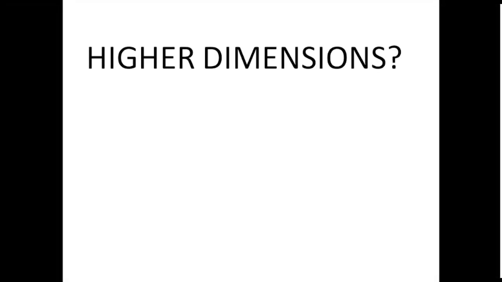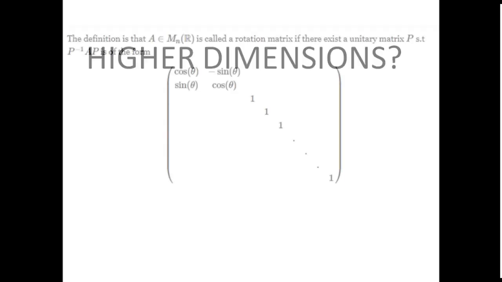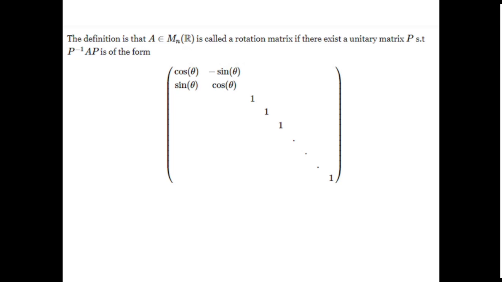Now, coming to higher dimensions. As we keep increasing the dimensions, it gets more complicated, but let's go through the definition. The definition is that A belonging to M_n(R) is called a rotation matrix if there exists a unitary matrix P such that P inverse A P is of the form as given.